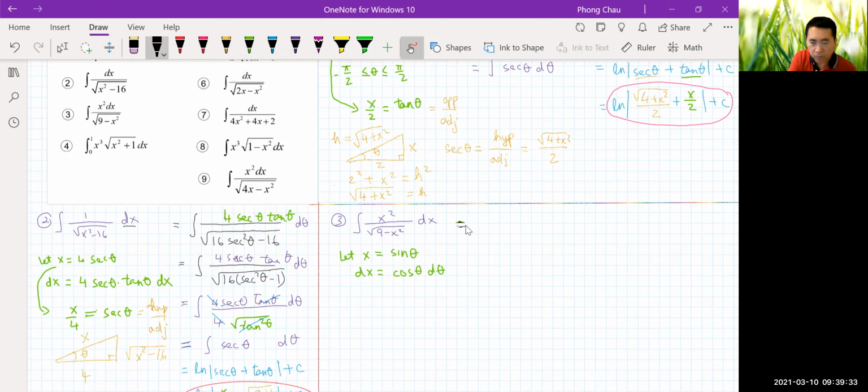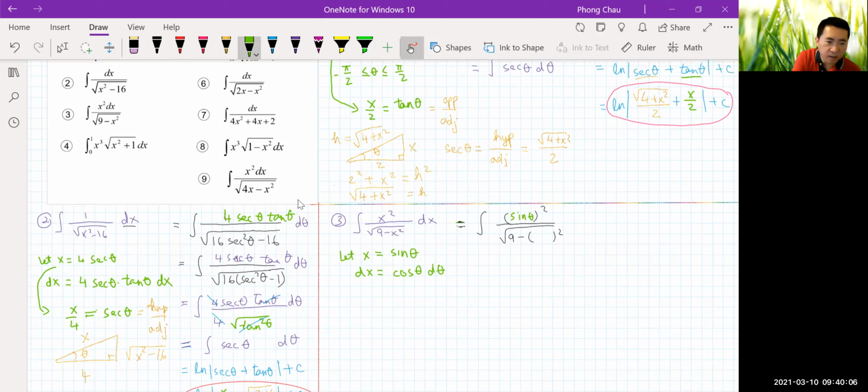Here, equal, the integral. The top, what do you have, right? x squared, so that is sine squared on the top. And what do we have in the bottom? It's the square root of 9 minus x squared in the bottom. I'm just writing the placeholder. The x here is sine of theta.